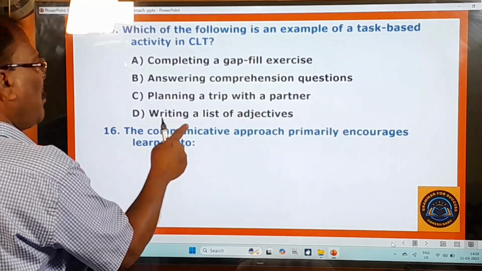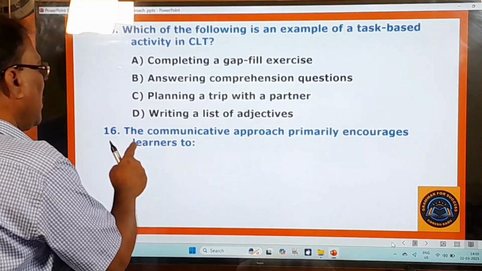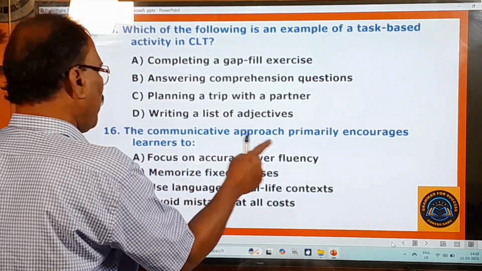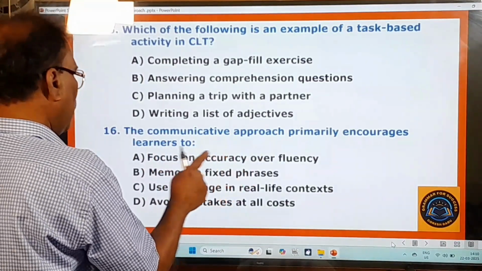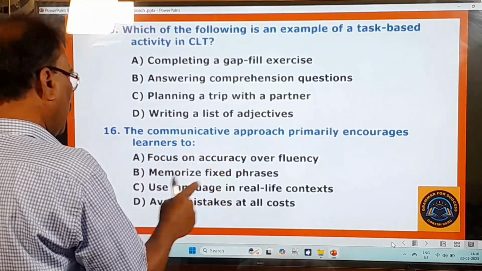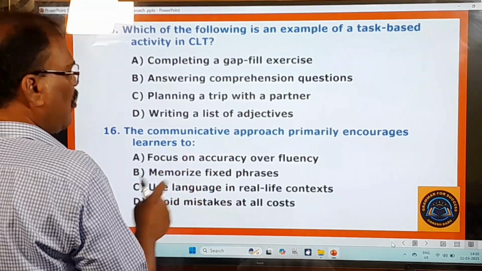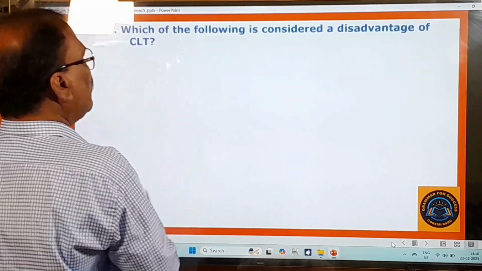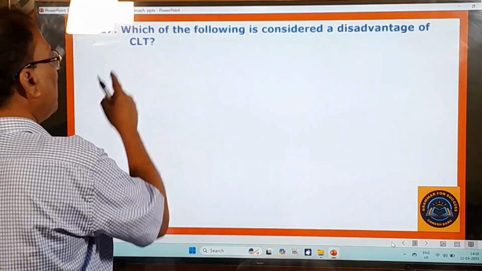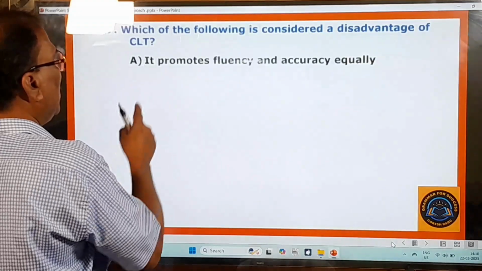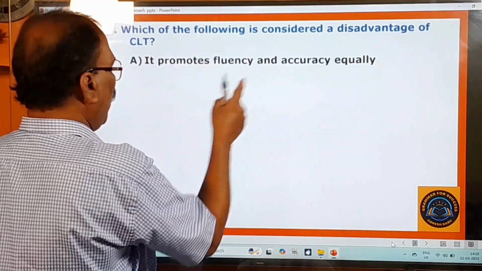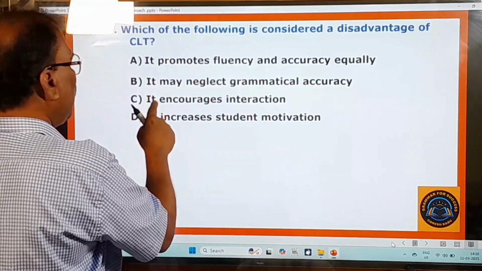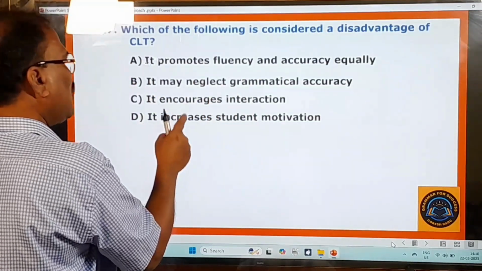16th question. The communicative approach primarily encourages learners to focus on accuracy or fluency, memorize fixed phrases, use language in real life context, avoid mistakes at all costs. 17th question. Which of the following is considered a disadvantage of CLT? It promotes fluency and accuracy equally. It may neglect grammatical accuracy. It encourages interaction. It increases student motivation.